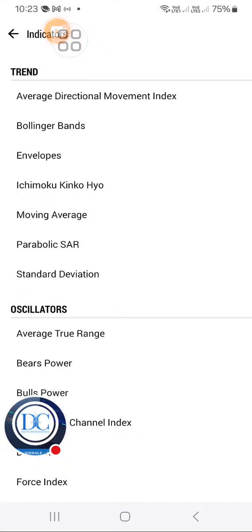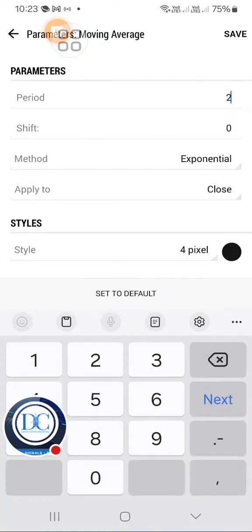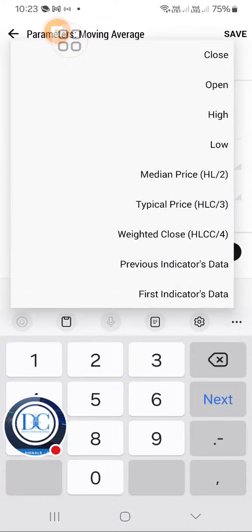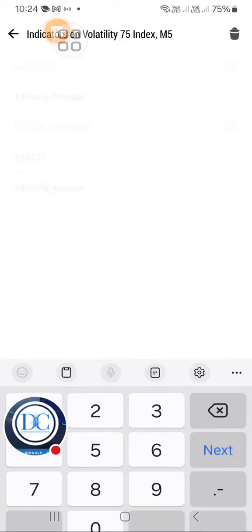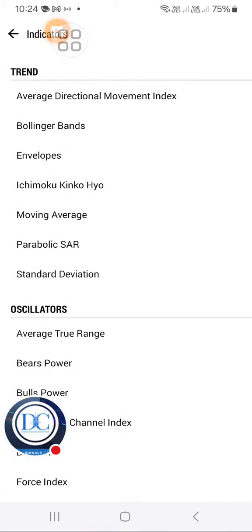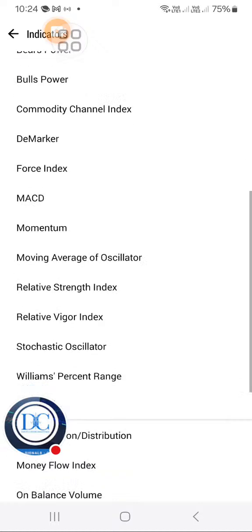Then we're going to add a moving average. The moving average has a period of 2, shift 0, method exponential, applied to first indicator's data or previous indicator's data, which is just the same thing. So I'm going to use previous indicator's data.